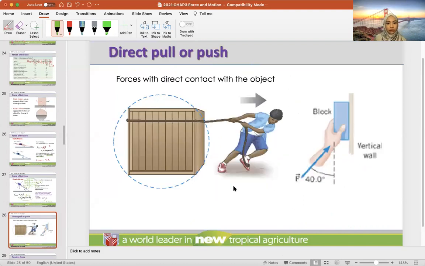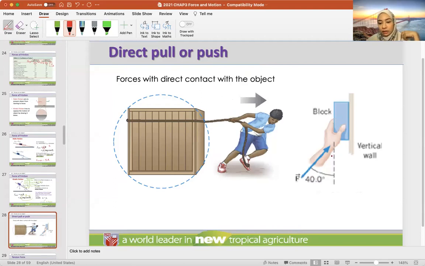Okay, so direct pull or push. Forces with direct contact with the object. Kena ada contact kalau nak push dengan pull. So tarik. Yang ni push. Okay, so this is pull. Now this is push. When we are pushing an object at an angle, kita ada reaction force.